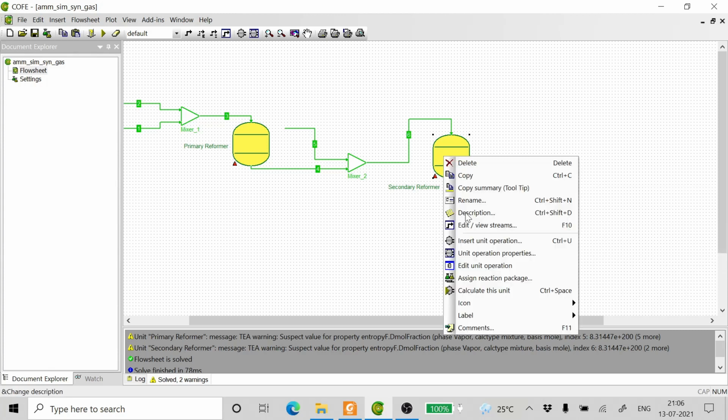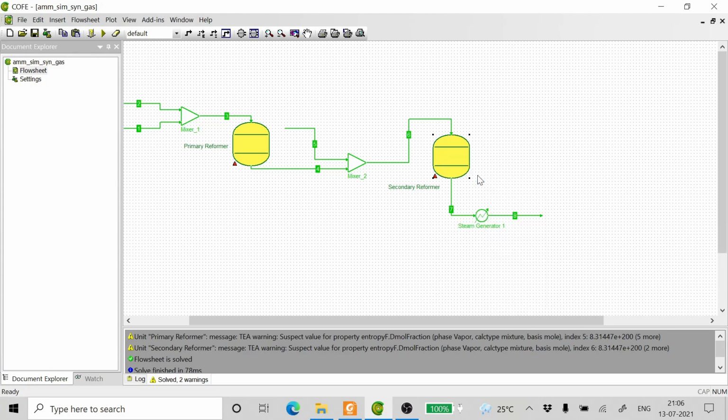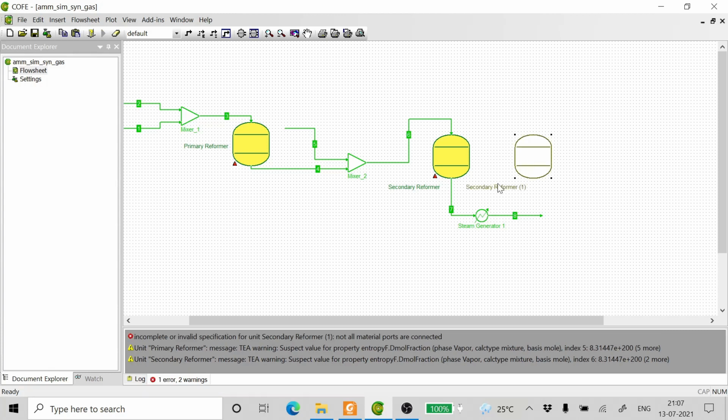Now we copy the reactor. Now this is our low temperature shift. So first I go about renaming it. That's high temperature shift, not low temperature shift. So HTS.